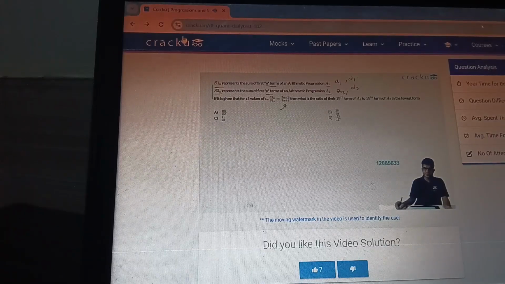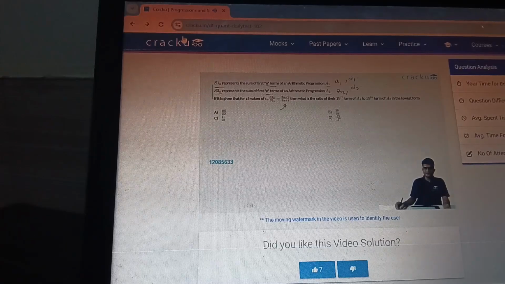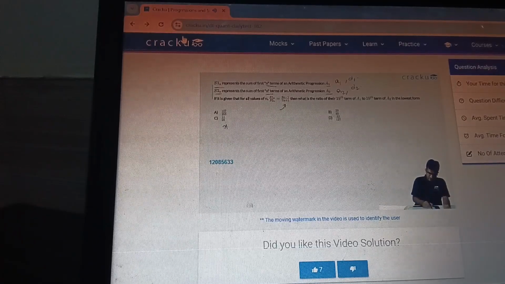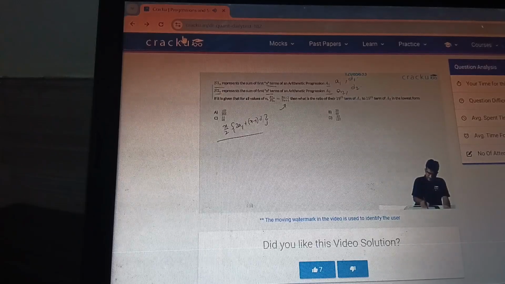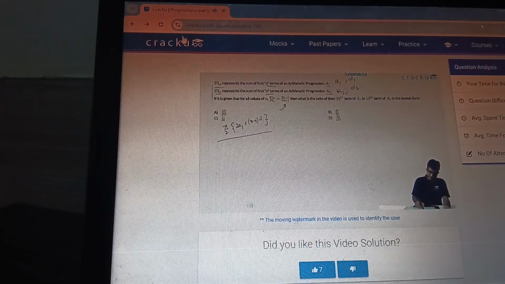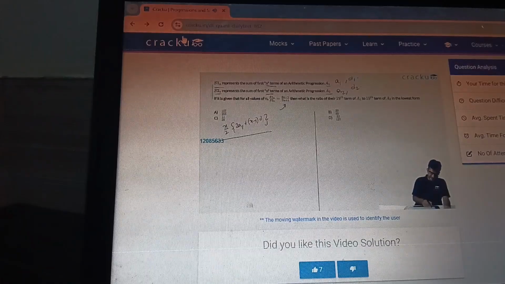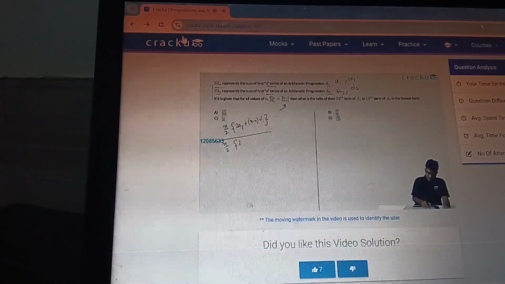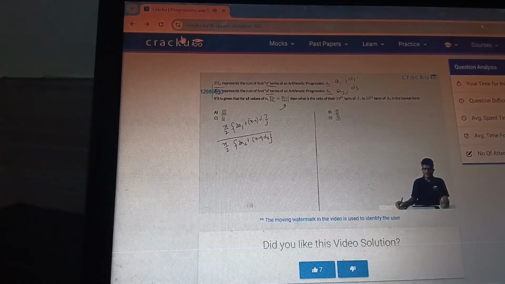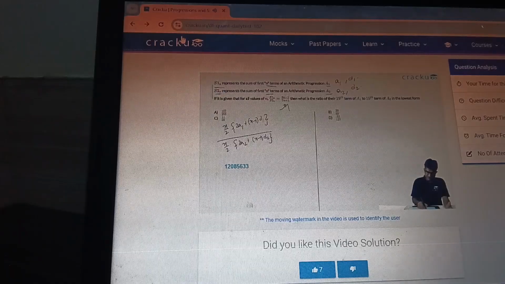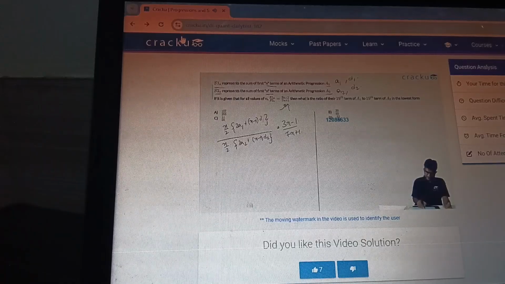So what is the sum of the first n terms of the arithmetic progression 1? That will be n by 2 into (2a1 plus (n minus 1) into d1). And what is the sum of the second arithmetic progression? The sum of the second arithmetic progression for the first n terms is equal to n by 2 into (2a2 plus (n minus 1) into d2). We are told that for all the values of n, this ratio is equal to (3n minus 1) by (7n plus 1). We can cancel n by 2 and n by 2 over here.